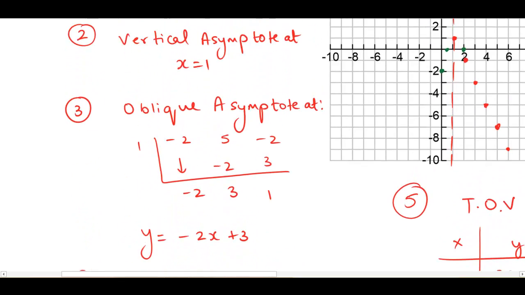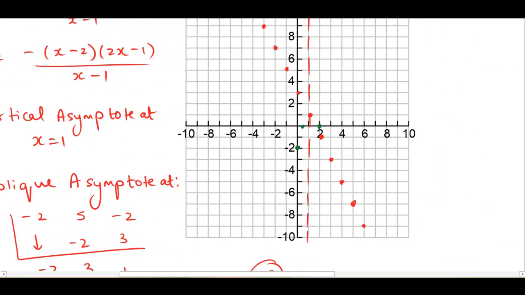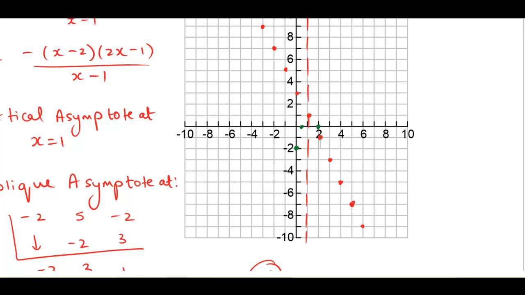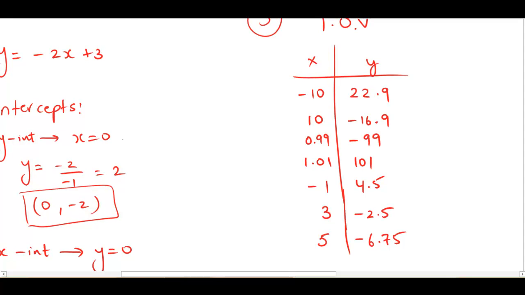Next part is I need to fill in the gaps. I do not have enough information right now just to complete the graph. So my next part is creating a table of values. So here at the bottom I have done a table of values. Okay, here are some of the points that I picked and I'll explain to you why I picked them.